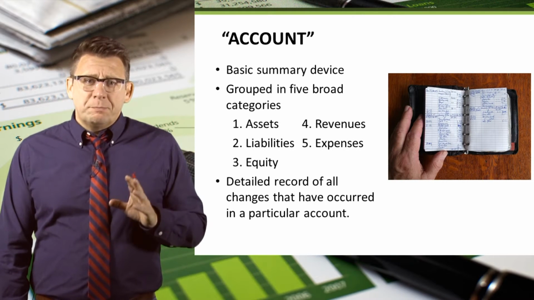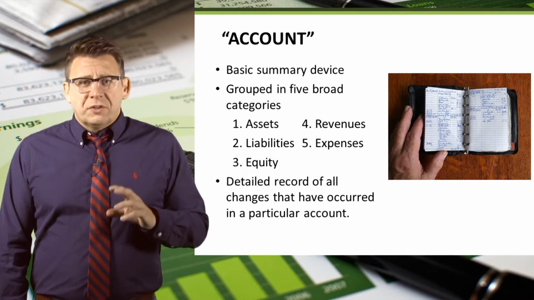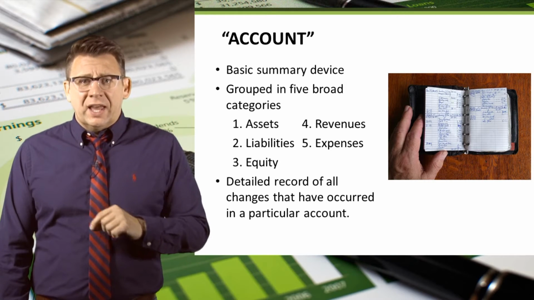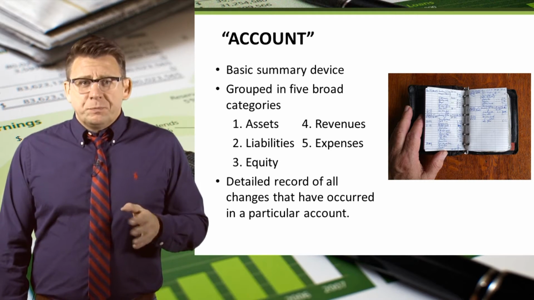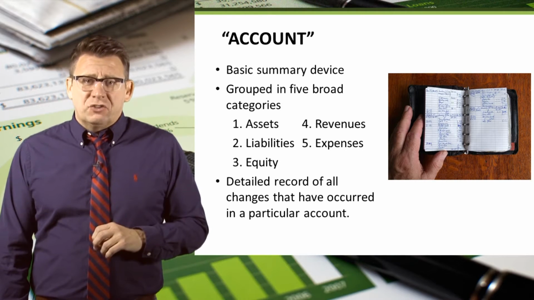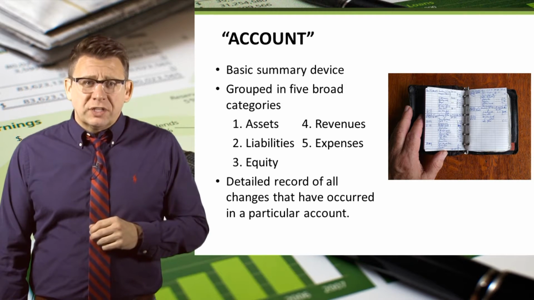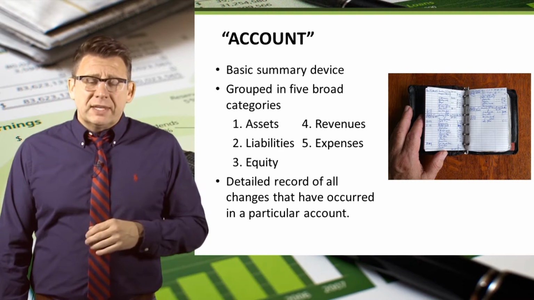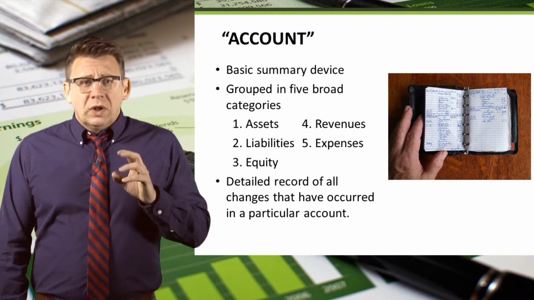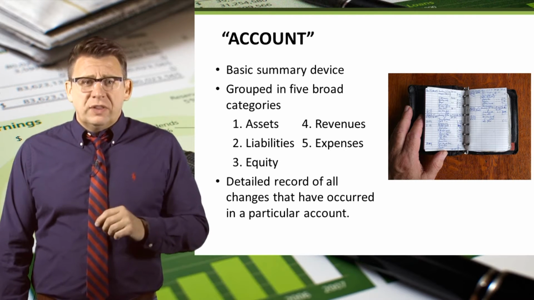It is a chronological list of a company's transactions. An account is a basic summary device used in accounting. All of the related transactions to a particular account are recorded in that account. For example, all of the transactions affecting cash would be recorded in the cash account. Accounts are grouped into 5 broad categories, which include assets, liabilities, equity, revenues, and expenses. We will now learn how financial data moves from the journal into the accounts.